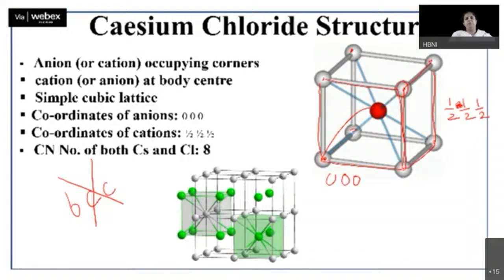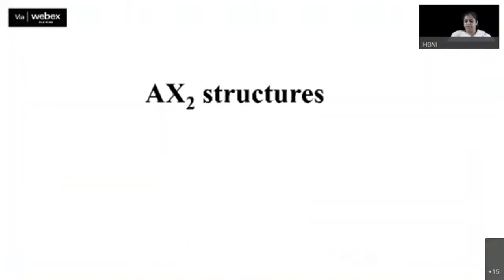Coordination number of cesium is 8. Coordination number of chlorine is 8, which is very much obvious from this figure. Okay, now coming to AX2 structure.